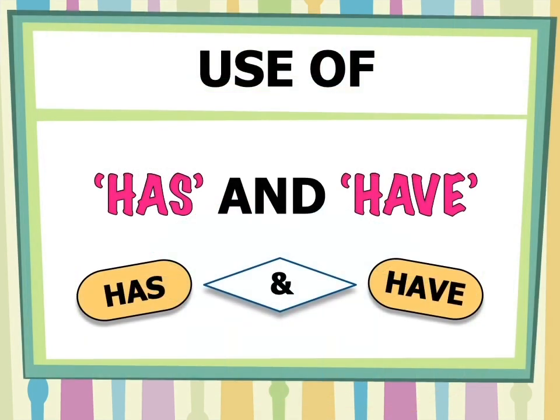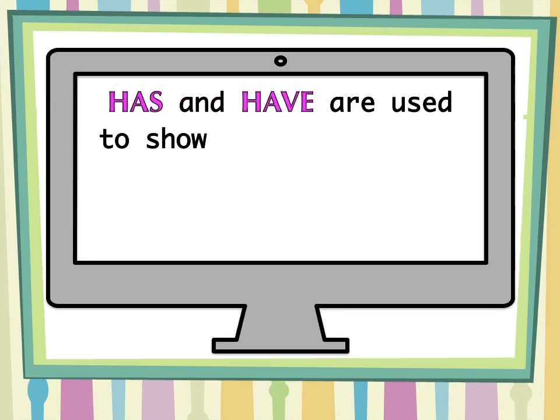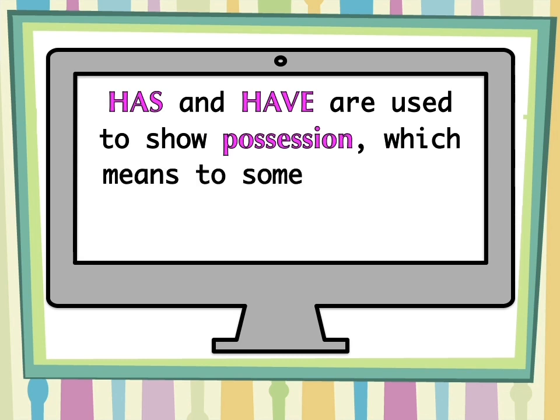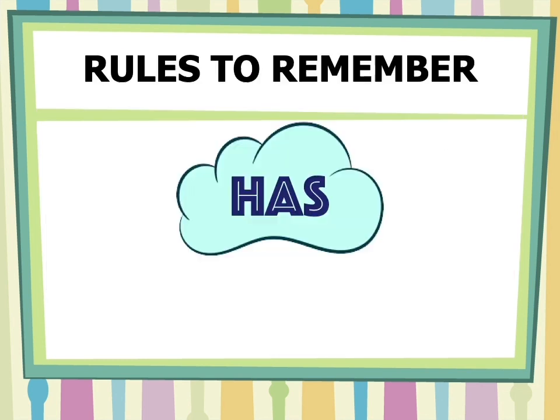In this video we will learn the rules to remember when to use has and when to use have in a given sentence. Has and have are used to show possession, which means something that belongs to you or someone else. Now let us see the rules.